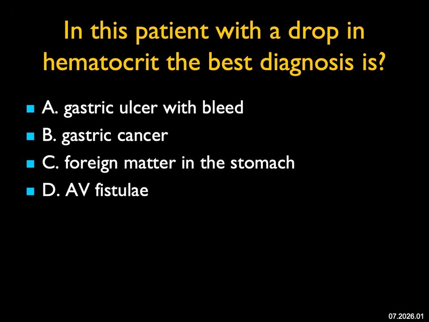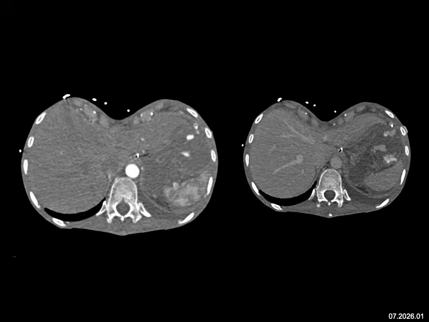In this patient with a drop in hematocrit, what's the best diagnosis? Well, if you look at these two images through the upper abdomen, you see the liver, you see the spleen, you see the aorta. It's arterial phase. And what you can then see on the image on your left, which is the arterial phase imaging, is some high-density structures in the stomach. And when you look at the venous phase, those high-density structures are not as bright, but they're larger.